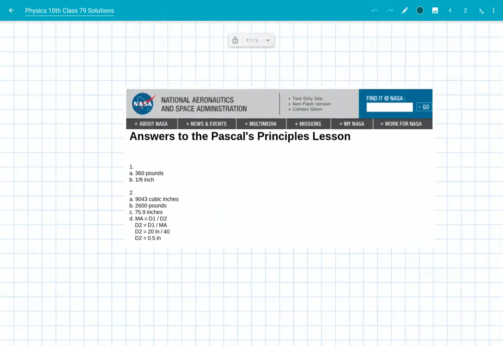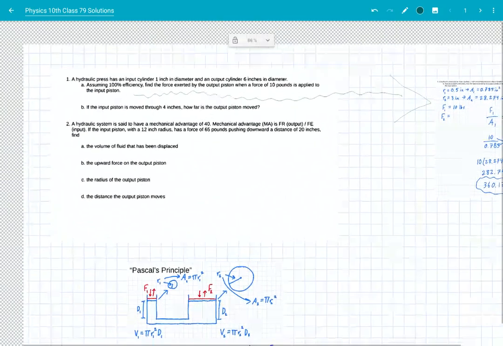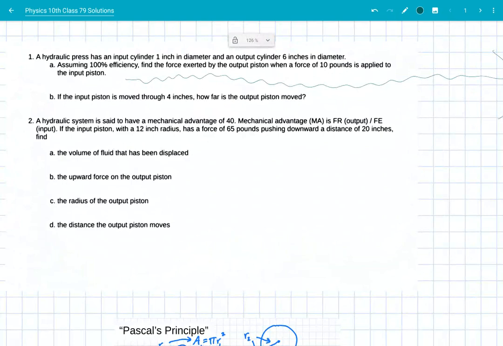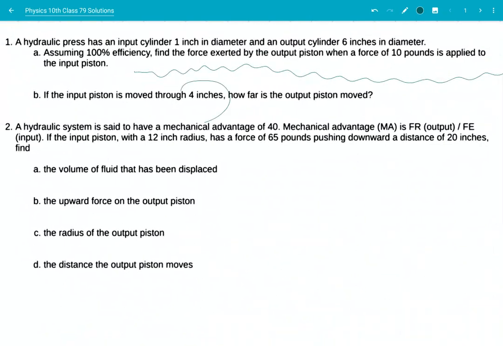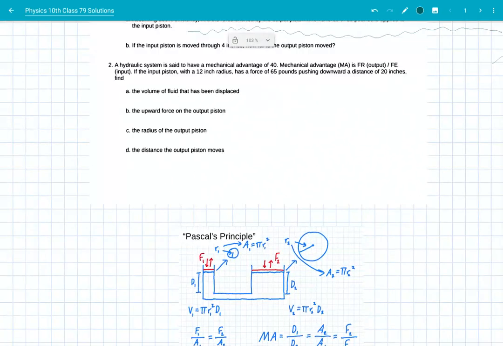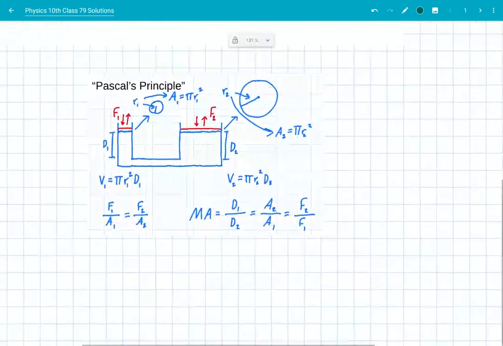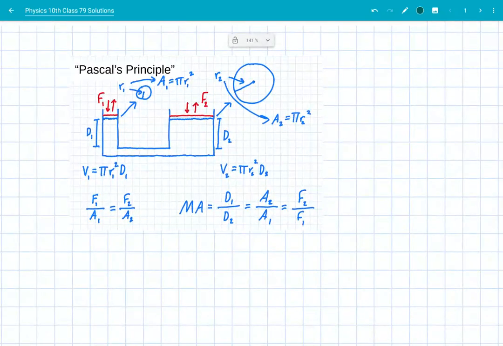So let's not waste any more time. Let's get started. So let's look at 1B. If the input piston has moved 4 inches, how far has the output piston moved? So when I see this 4 inches, I'm thinking distance, okay? Vertical distance the piston has moved. So I'm looking for a formula with distance. Look at that, D1 and D2 right here, right?